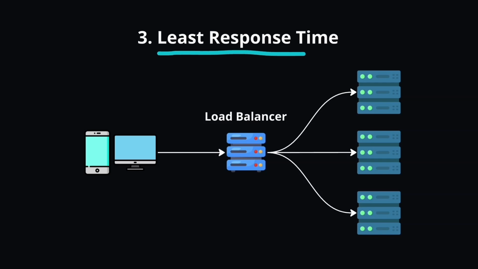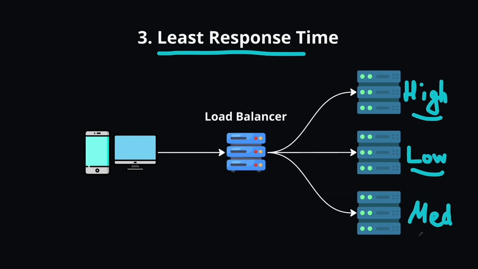The third option is least response time. This algorithm is more focused on responsiveness of the servers. Let's say your first server is highly responsive, the second one is low responsiveness, and the third one is medium responsiveness. In that case, the load balancer chooses the lowest response time and the fewest active connections, meaning first it will try to send as many connections to the high responsive server as possible, but it also takes into account the active connections.